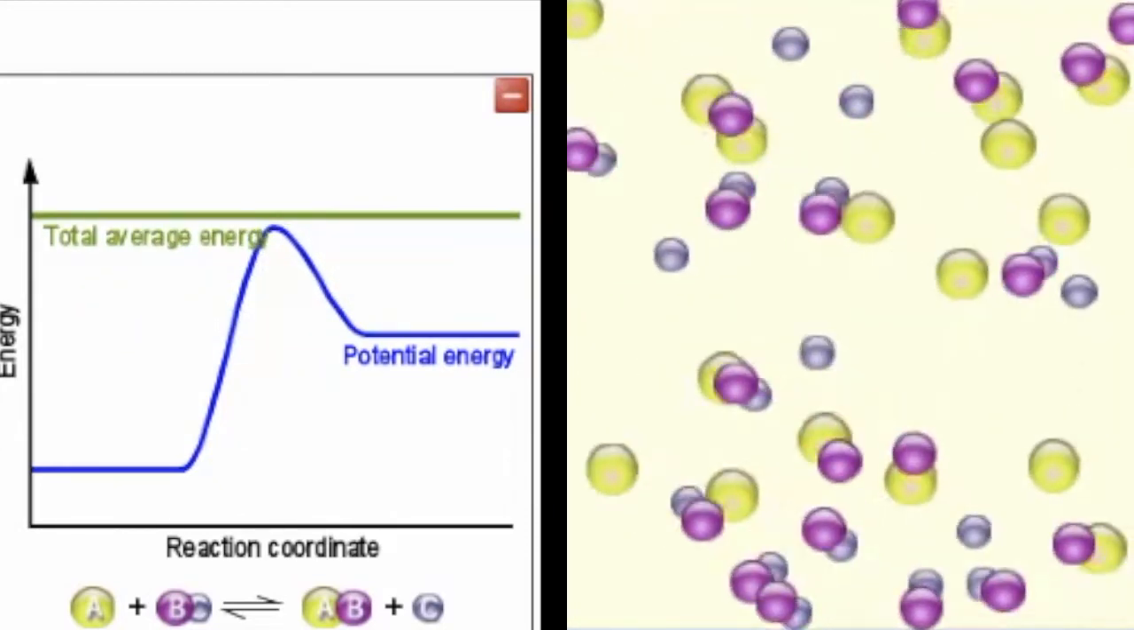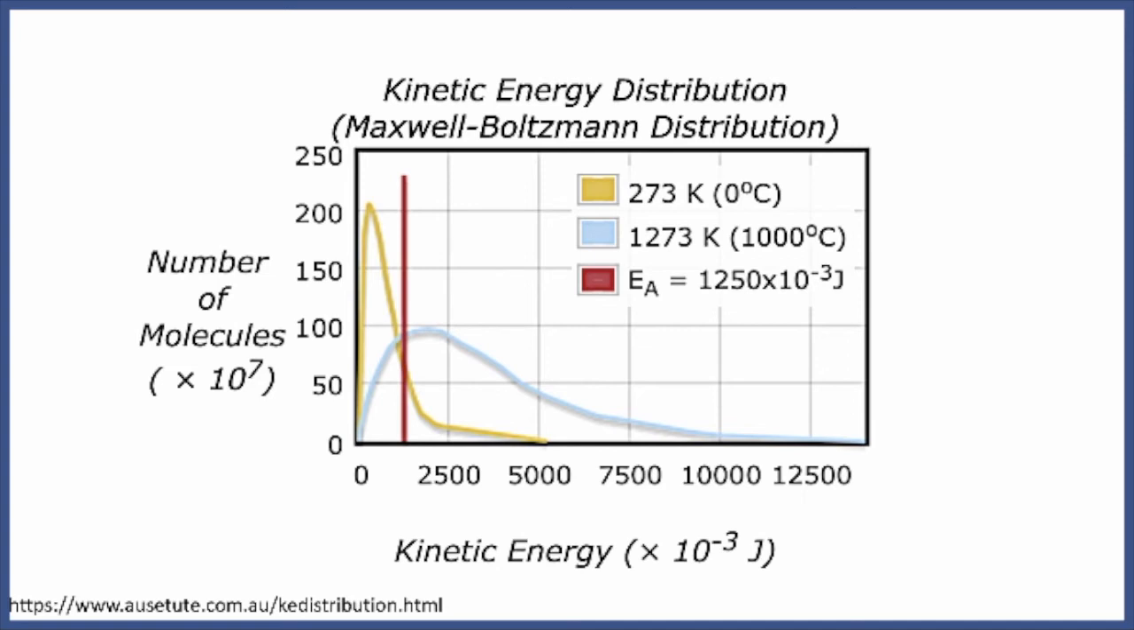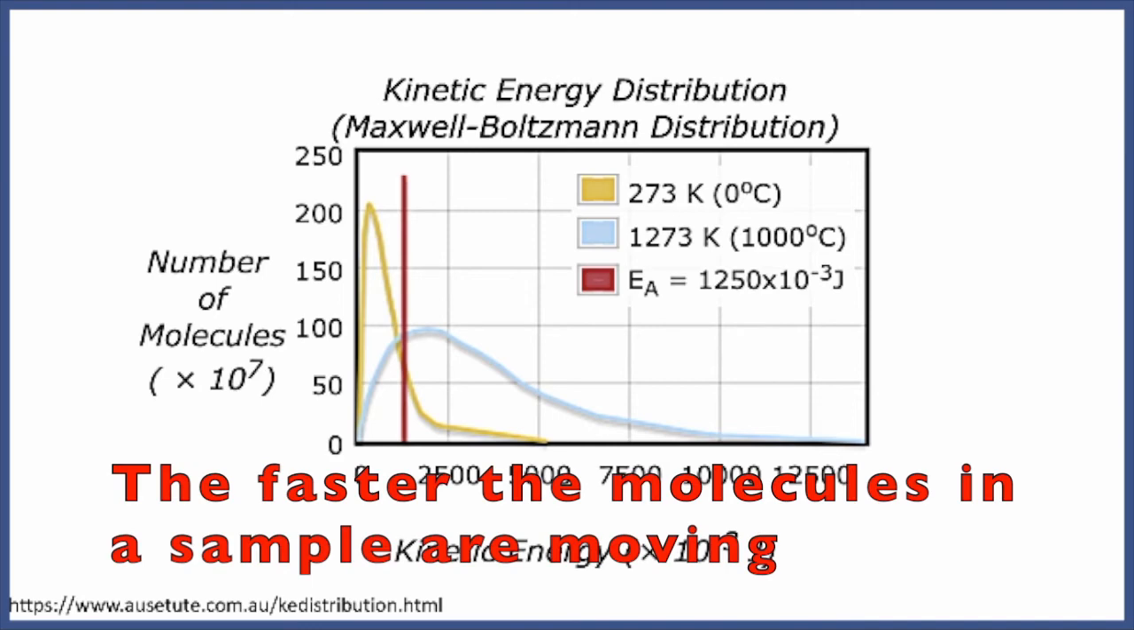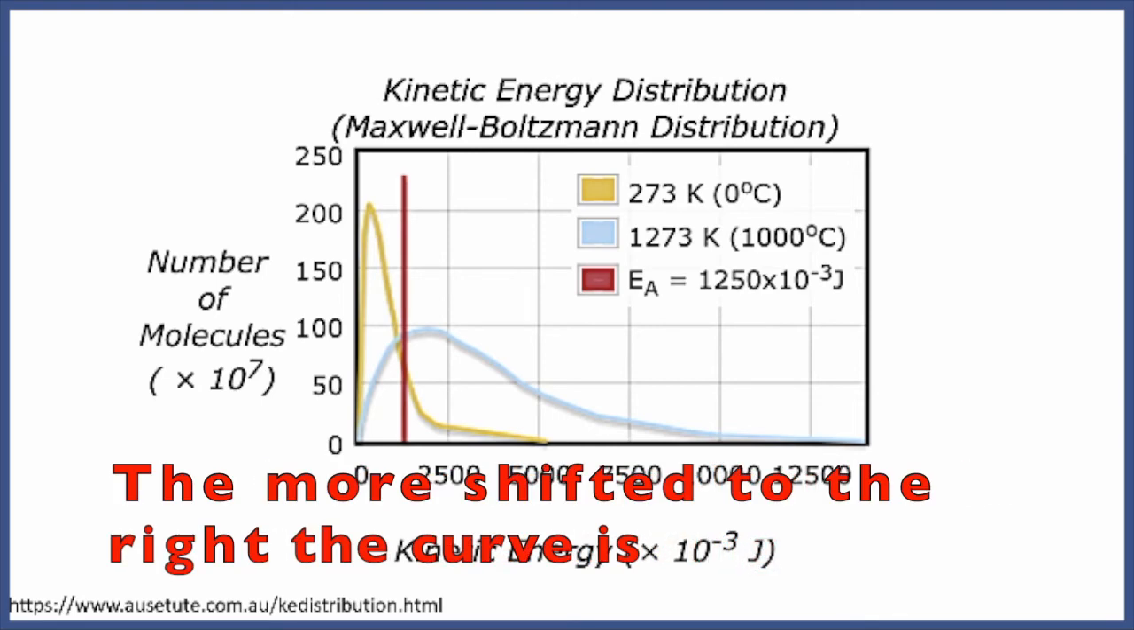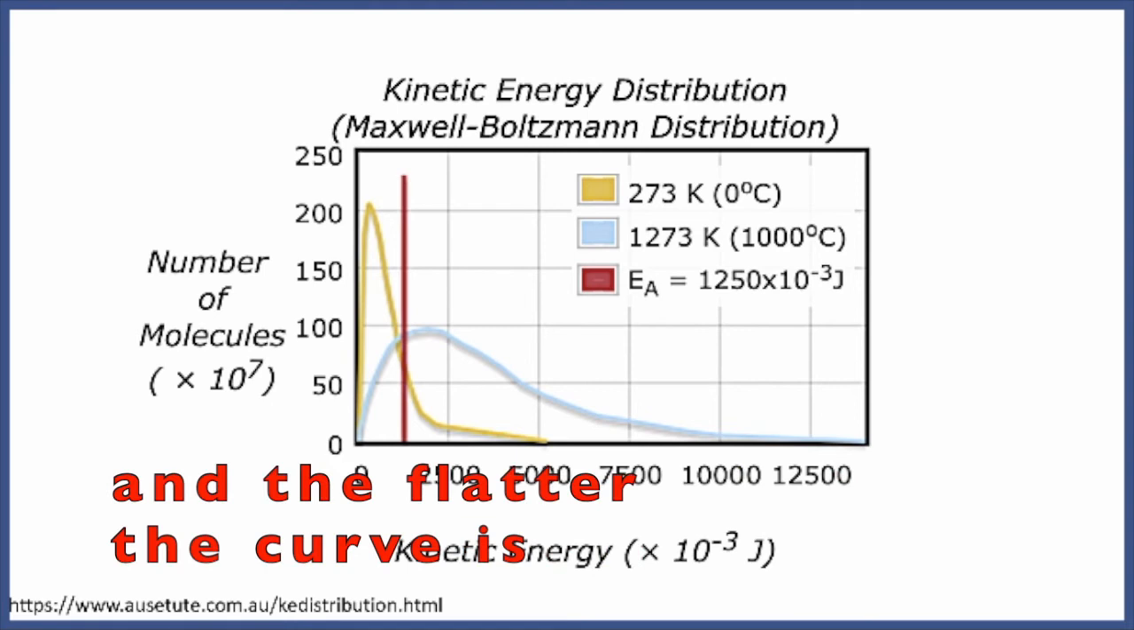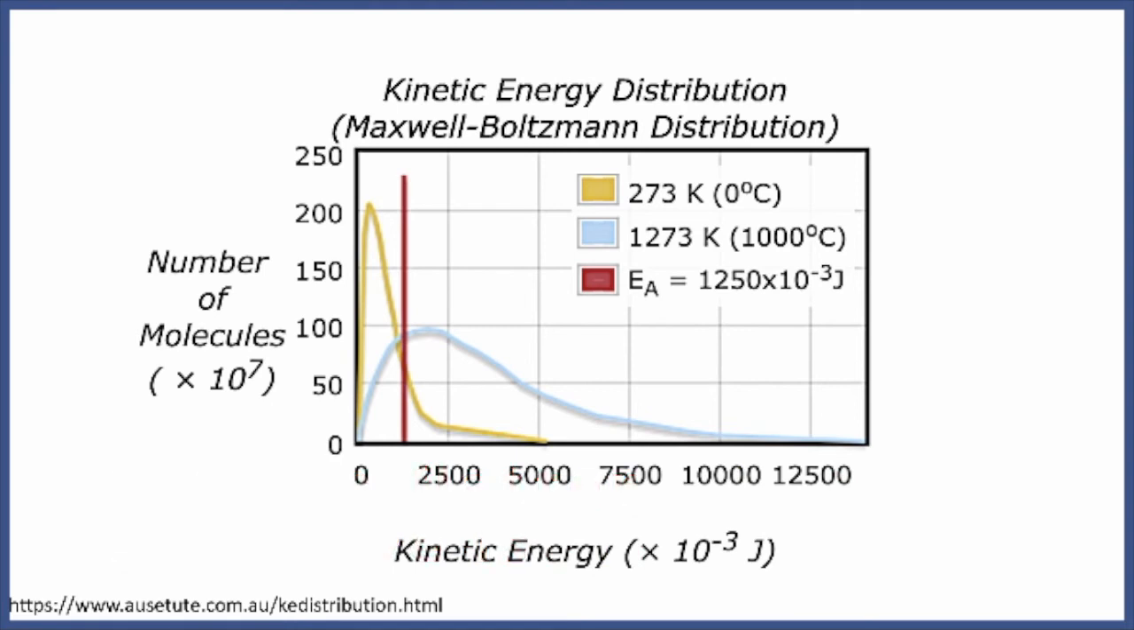In a previous video, we talked about the Maxwell-Boltzmann distribution. This curve describes the distribution of particle energies in a sample, with some particles moving very slowly and some moving very quickly. Remember that the faster the molecules in a sample are moving, the more shifted to the right the curve is and the flatter the curve is. And there are a number of things that can influence the velocity, including the mass of the particle. Larger particles move more slowly, as well as the temperature of a sample, since velocity of particles increases with temperature.